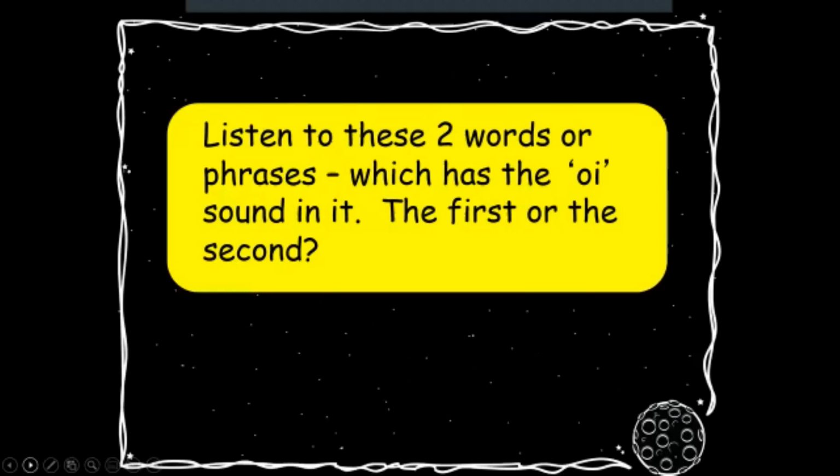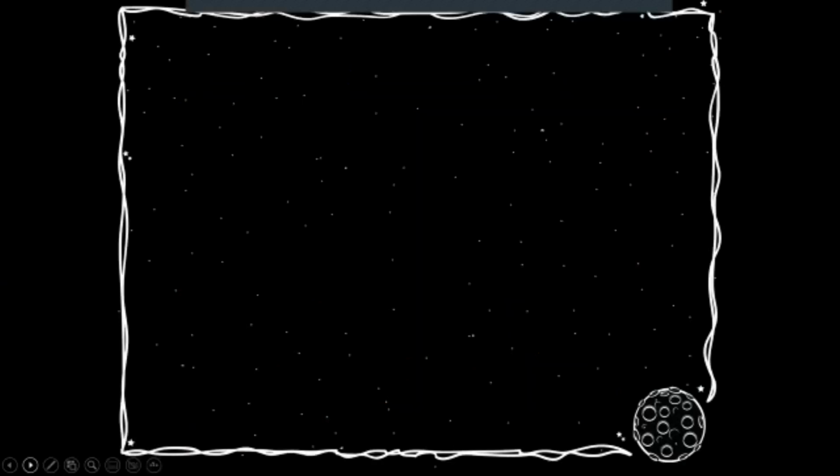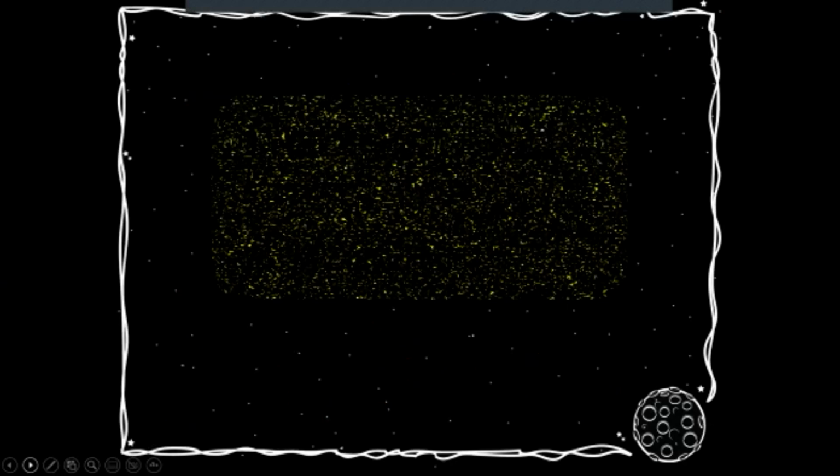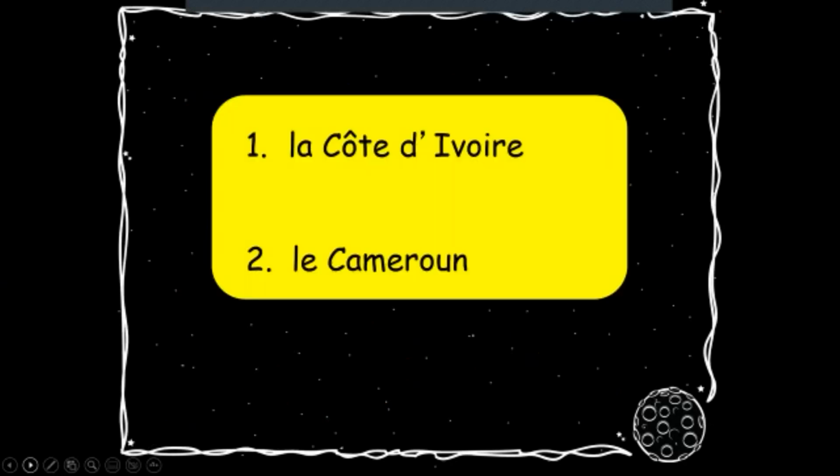And then we do our micro listening activity where students are listening to two phrases and only one of them has the wa, and they just have to say, and they can indicate that with fingers, whether it's the first or second. La Côte d'Ivoire. Le Cameroun. La Côte d'Ivoire. Le Cameroun. And then second time around, we actually see it. So they have to indicate that before they see it, obviously.